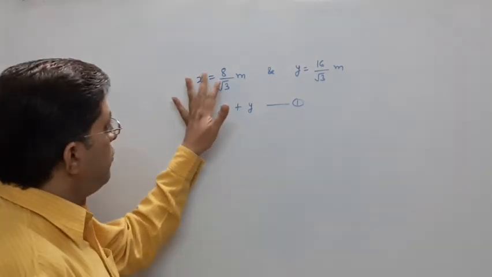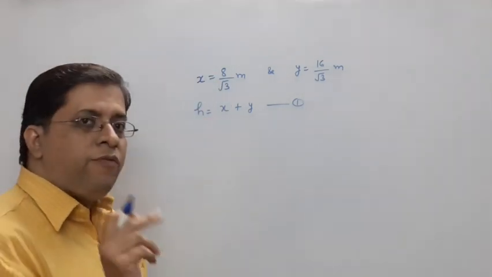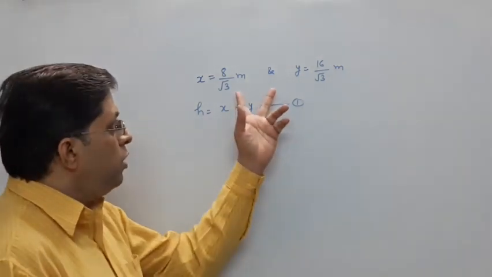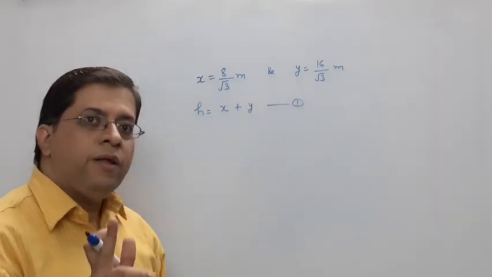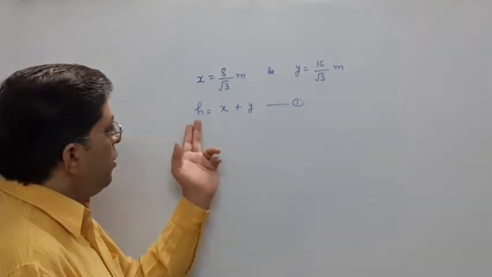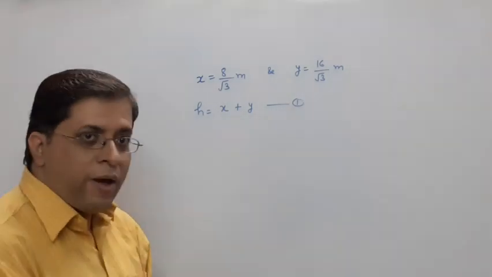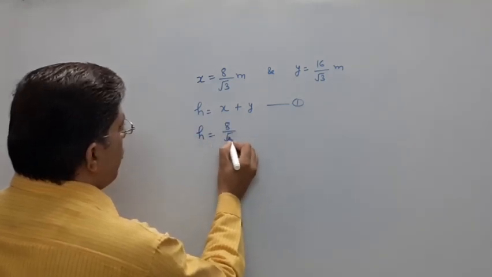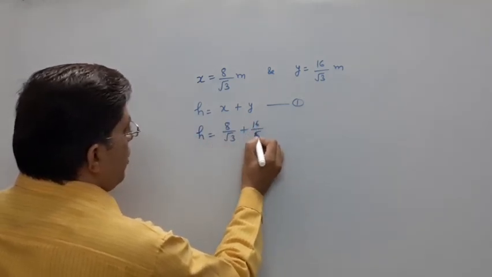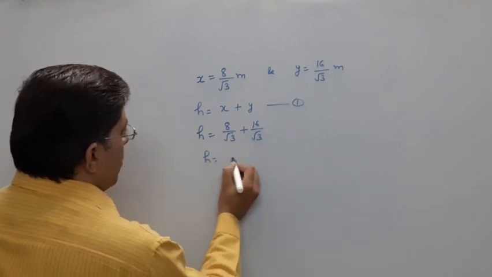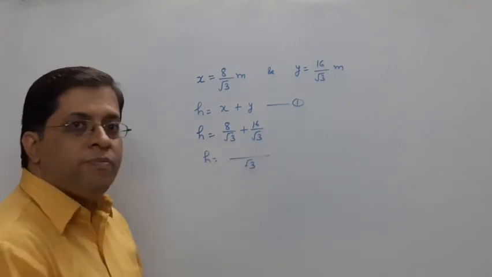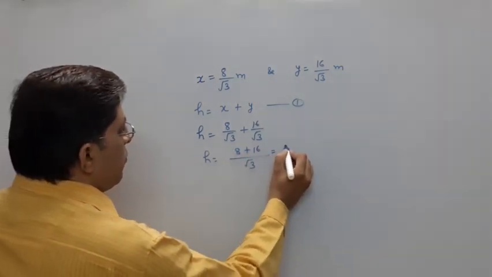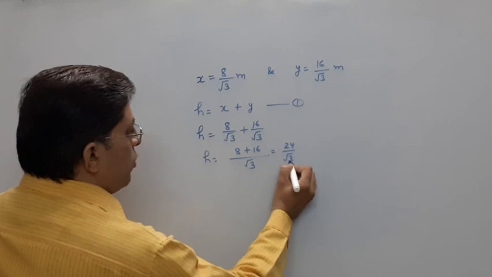So x is 8 upon root 3 meters and the value of y is 16 upon root 3 meters. These two things we got. What we have to find is the height of the tree. Height of the tree, h, is equal to x plus y. x is 8 upon root 3 and y is 16 upon root 3, so root 3 will be the common denominator. Then 8 plus 16 will be 24 upon root 3.